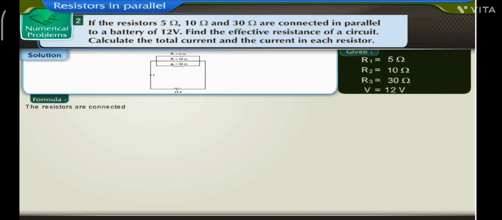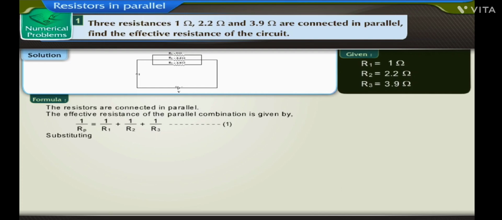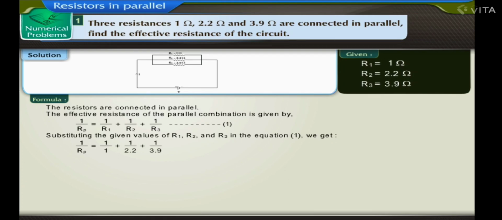The resistors are connected in parallel, hence the effective resistance of the circuit is given by 1 upon Rp is equal to 1 upon R1 plus 1 upon R2 plus 1 upon R3. Substituting the given values of R1, R2 and R3 in the equation, we get 1 divided by Rp is equal to 1 divided by 1 plus 1 divided by 2.2 plus 1 divided by 3.9.